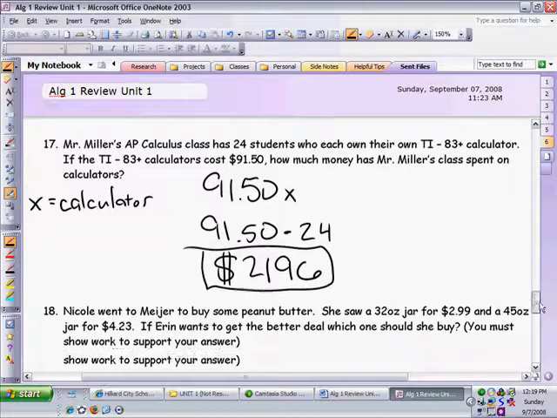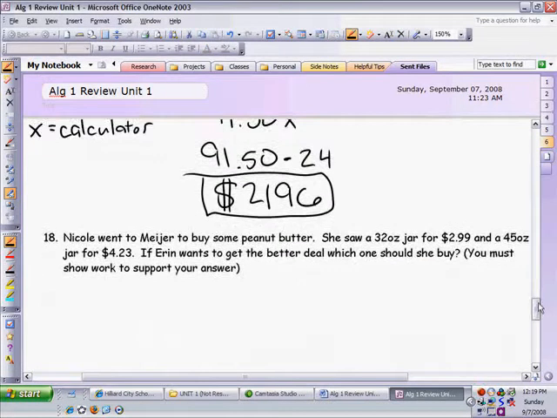There you go. Alright, looking at the next one, 18. Nicole went to Meijer to buy some peanut butter. She saw a 32-ounce jar for $2.99 and a 45-ounce jar for $4.23.